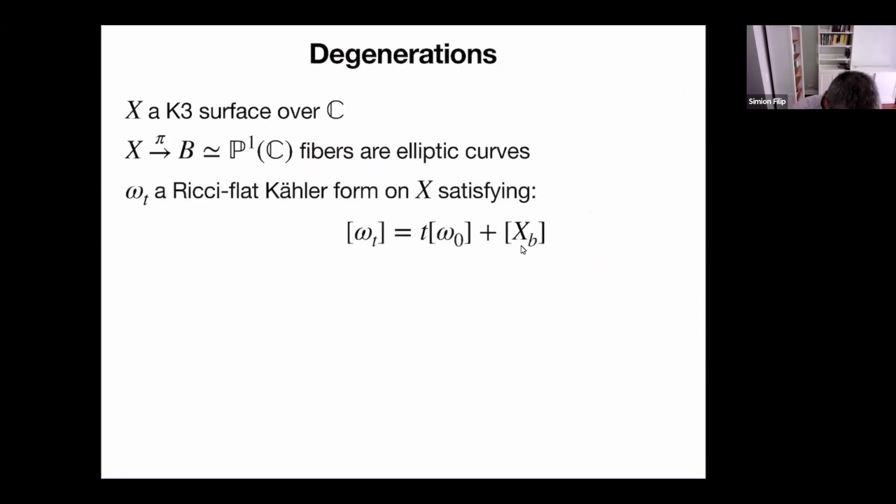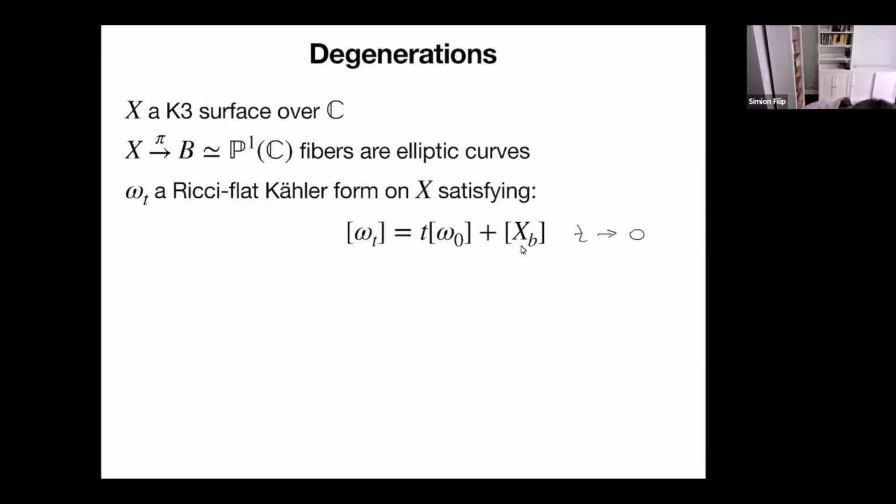And what is typically looked at is the following. Remember, Yau's theorem says that in every cohomology class there's a unique Ricci-flat Kähler form, a preferred Kähler form. And what we're going to look at is, if I prescribe the cohomology class, then there's a unique metric. And the cohomology class is required to be the following. X_B is the cohomology class dual to the fiber, and t is a parameter. The parameter here goes to 0.